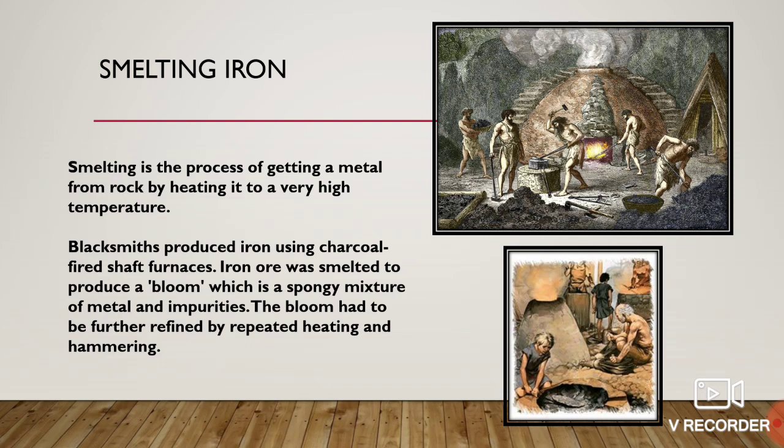Smelting iron. Smelting is the process of getting a metal from rock by heating it to a very high temperature. From our previous discussion, we know that iron was easily available, but it was hard to form tools using it. Blacksmiths produced iron using charcoal-fired shaft furnaces. Iron ore was melted to produce a bloom, which is a spongy mixture of metal and impurities. The bloom had to be further refined by repeated heating and hammering. And this is how iron was used to make different kinds of tools, weapons, and other necessary things.